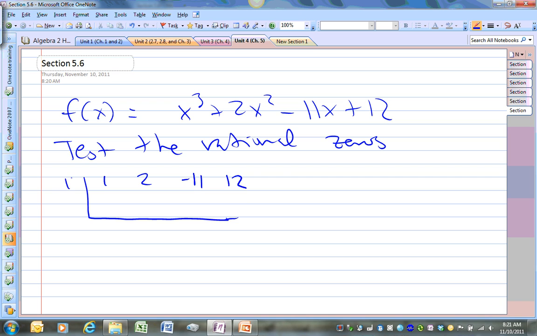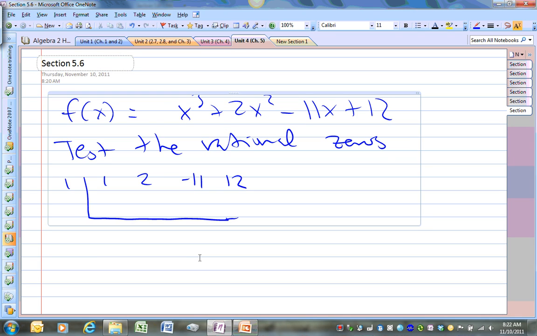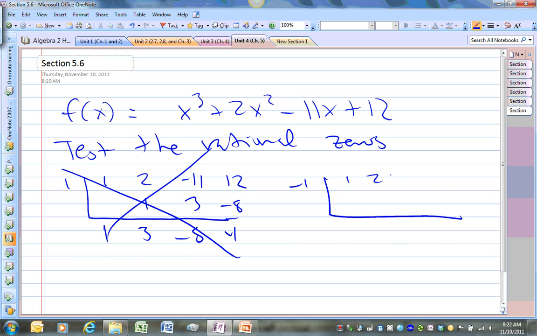So let's try 1. Because notice how we saw 1 as a possible 0, right? So if I test it, I do 1, 1, 3, 3, negative 8, 4. Okay, that doesn't work. Because we need 0 at the end for this to be a 0. So that's no good. Let's try negative 1. 1, 2, negative 11, and 12. 1, negative 1, 1. Negative 1, negative 12.